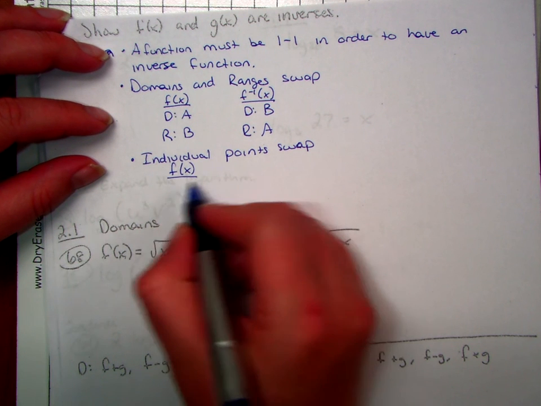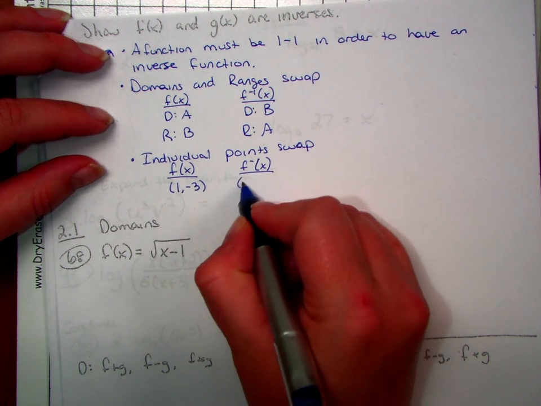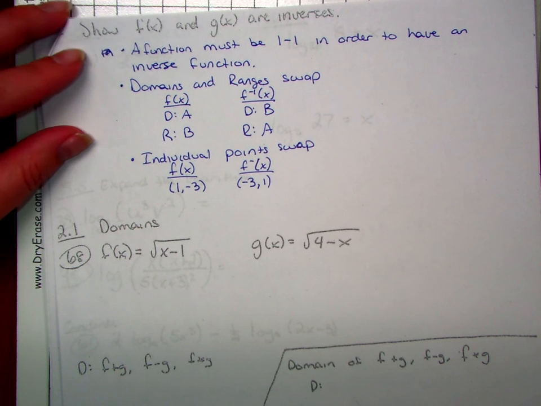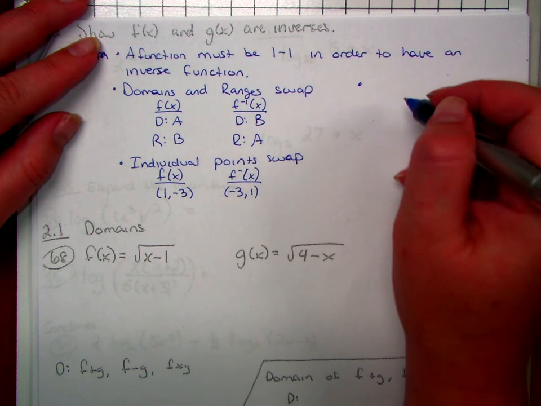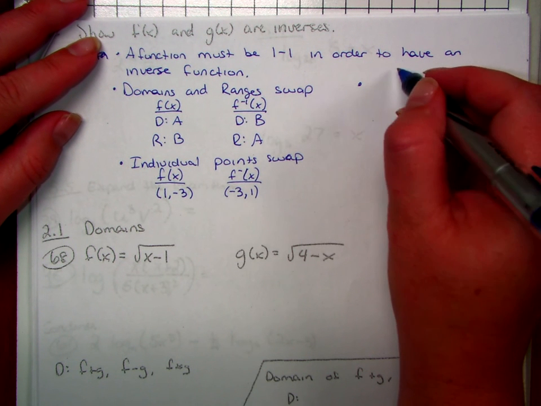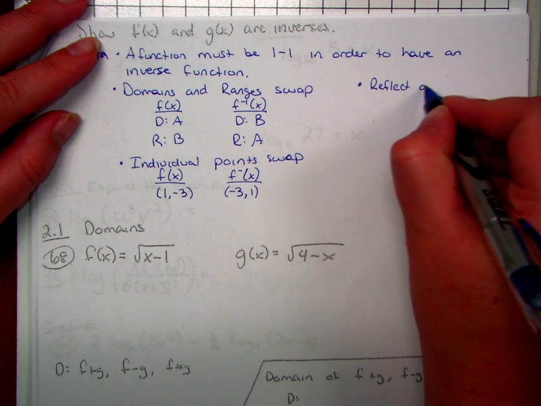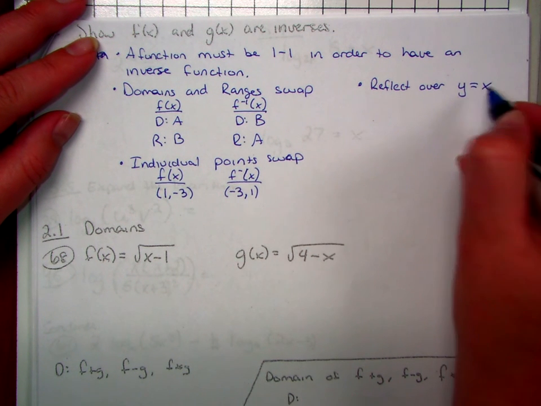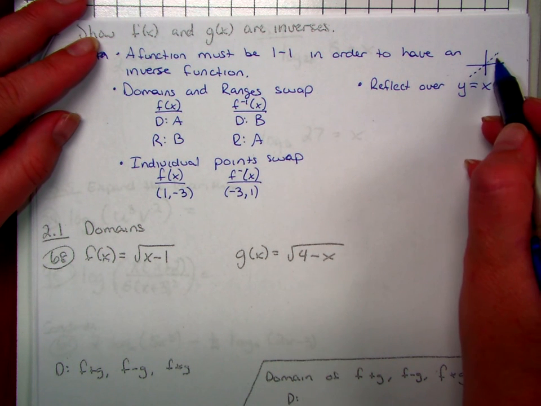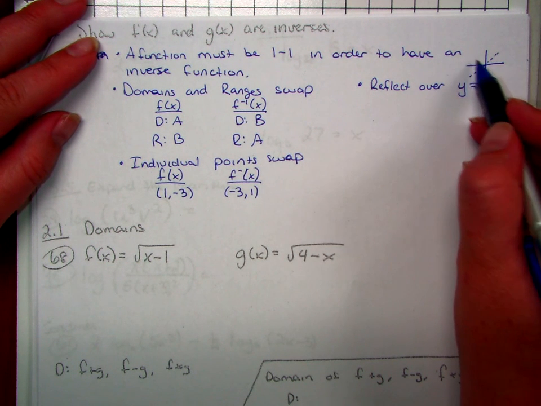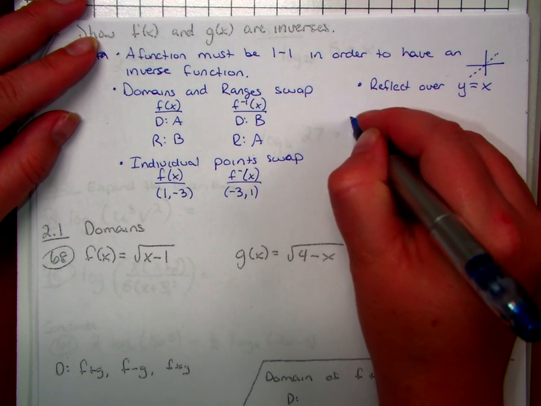All right, so if f of x had a point (1, -3), the inverse would have a point (-3, 1), right? We remember those, okay? The other thing, when we graphed inverse functions, remember we reflected over that diagonal line, y = x. Remember that diagonal line that we always drew? Then we put our mirror board on top of that diagonal line, and we were able to draw those inverse functions. So remember they reflect over y = x.